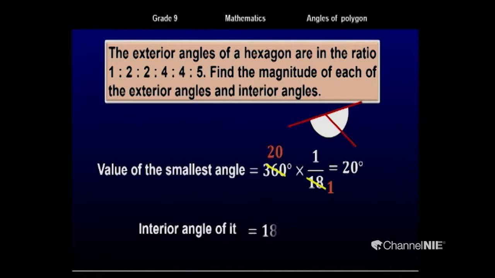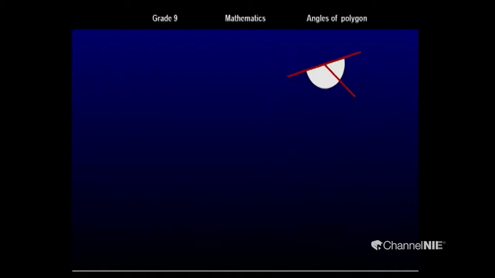Then we find the interior angle of it. You know the sum of the interior angle and exterior angle. What is the value of this? Yes, 180 degrees. So 180 minus 20 is equal to 160 degrees. Then there are 5 more angles in this hexagon. This is the smallest one.